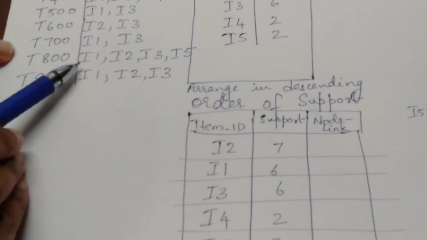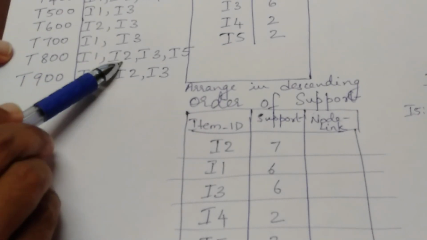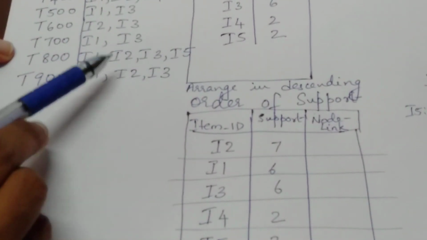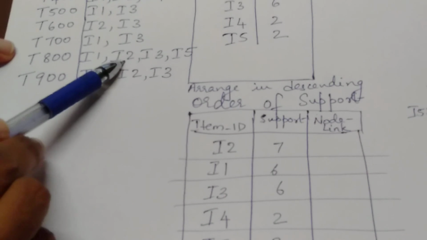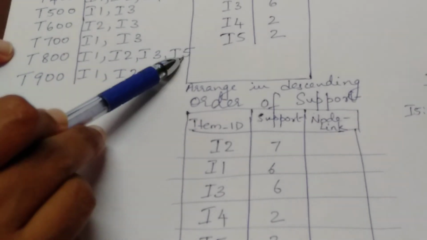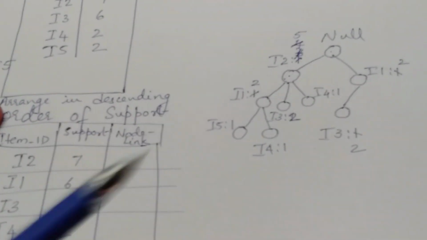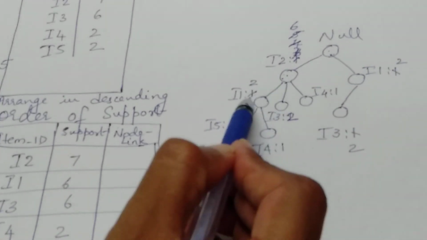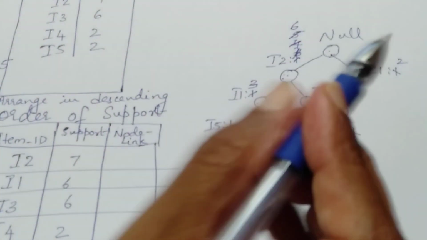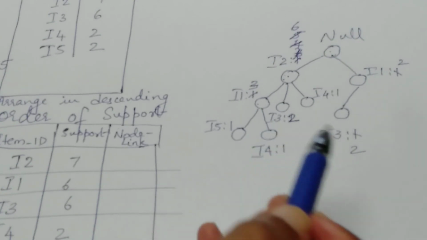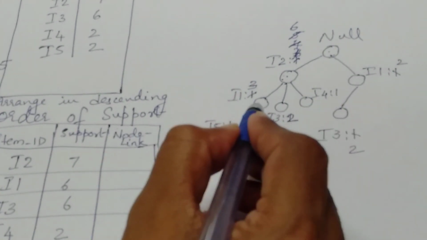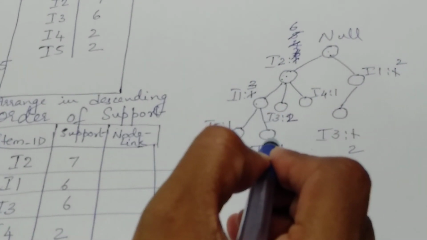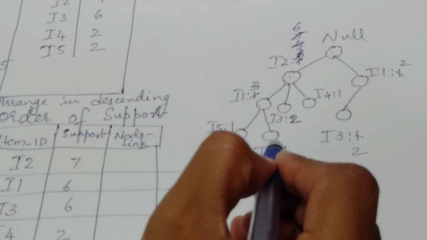Then 8, I have got I1, I2, I3, I5. So now I have to change the order. It will become I2, I1, I3, I5. So let's look at it. From the null node, I have I2. So I simply make this 6. I2, I1. I have an I1. So I increase the support. I have an I3. Sorry, this is I4. We do not have an I3.